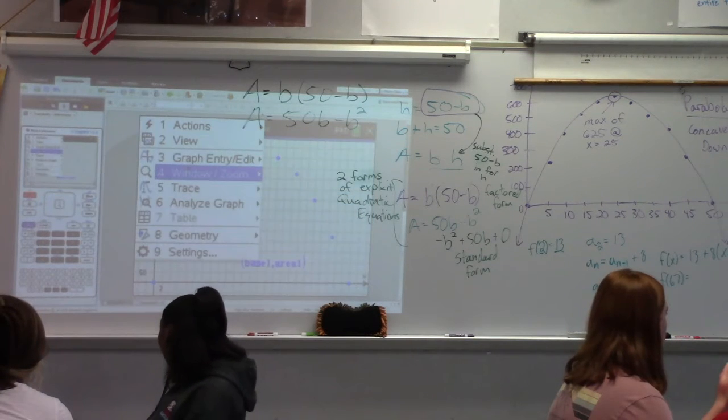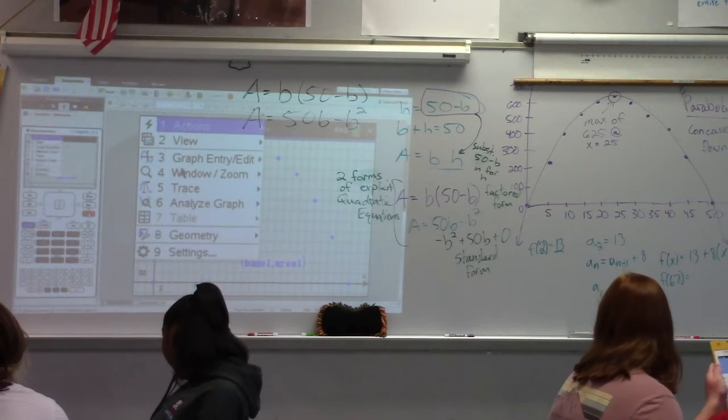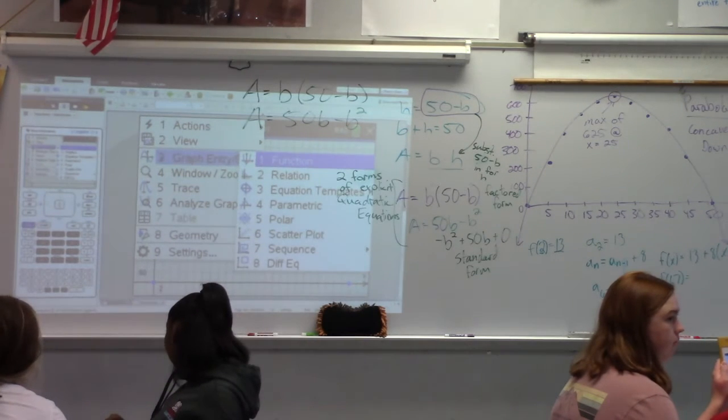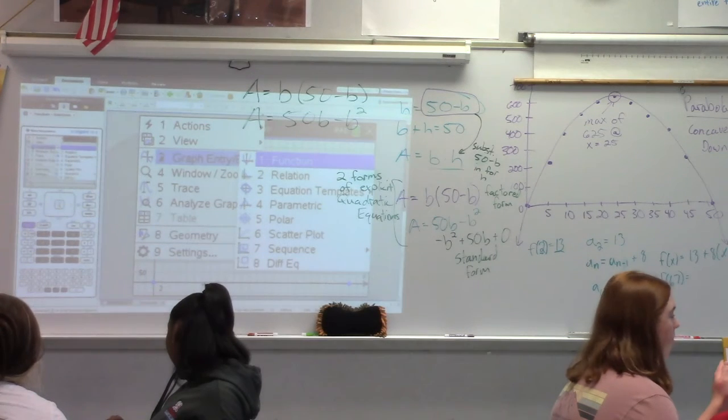So I first need to hit menu. Then I need to graph my equation. Where am I going to go? Graph Entry / Edit, number 3. And I'm going to graph a scatterplot. No, wait, we already did the scatter plot.